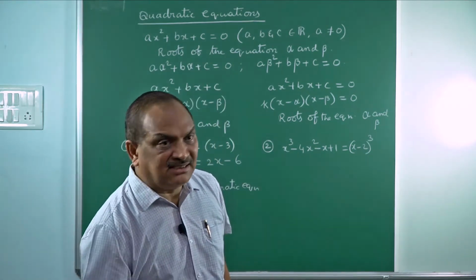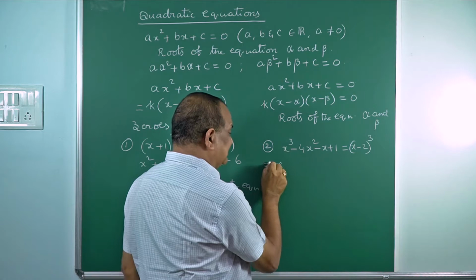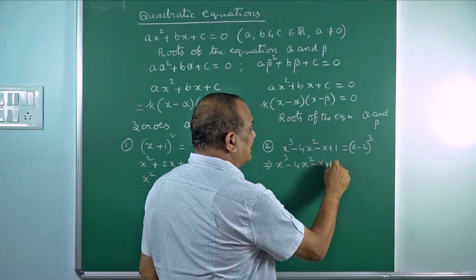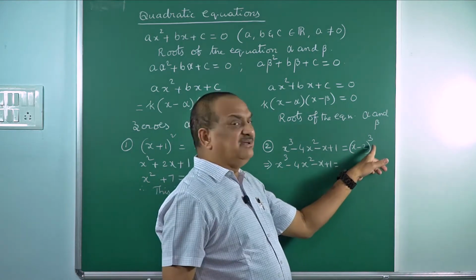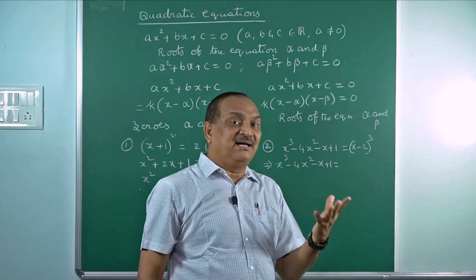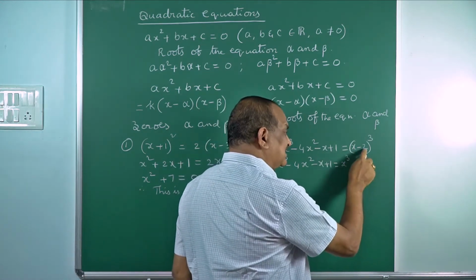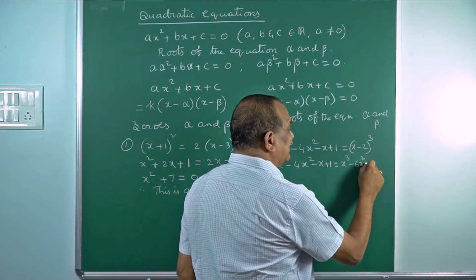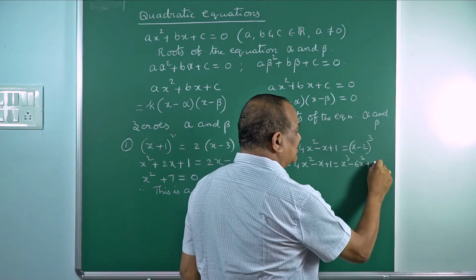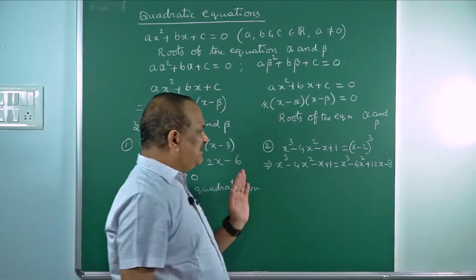Let me check how this can be simplified, because this is an equation. This implies x cube minus 4x square minus x plus 1 is equal to, this is like (a minus b) whole cube: a cube minus 3a square b plus 3ab square minus b cube. A cube is x cube, minus 3 into x square into 2, minus 6x square, plus 3 into x into 2 square, so that is 12x, and minus cube of this 2 is 8.